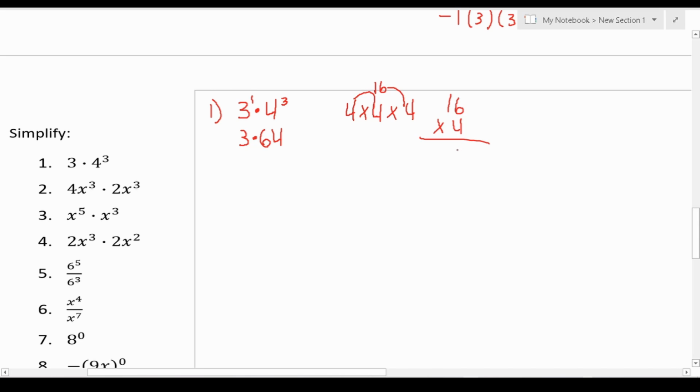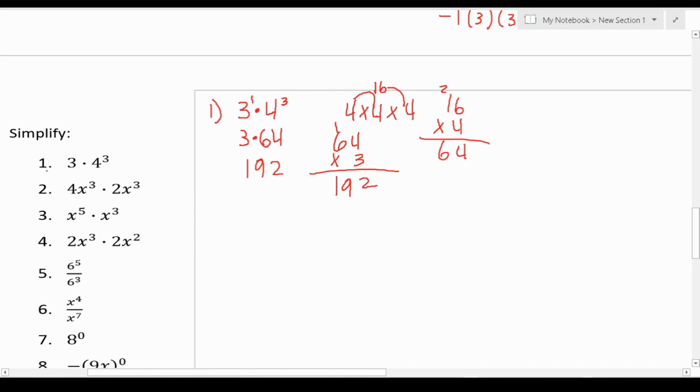4 times 6 is 24, carry your 2. 4 times 1 is 4, plus 2 is 6. And again, now this is 3 times 64, which is just multiplication, which we can do. So this is 64 times 3. 4 times 3 is 12, carry your 1. 6 times 3 is 18, 19. So this first one is 192.